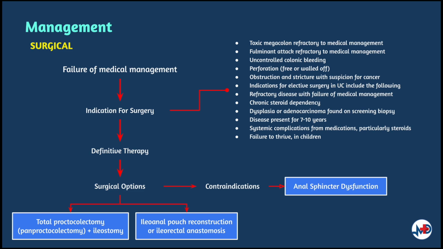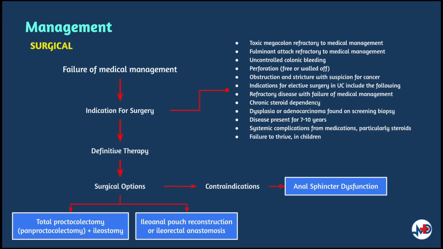Surgery has been viewed as definitive therapy for ulcerative colitis in certain situations, and total proctocolectomy is often curative, alleviating symptoms and removing the risk of colonic adenocarcinoma. Ileoanal pouch reconstruction or ileorectal anastomosis is done in an emergency for subtotal colectomy with an ileostomy.